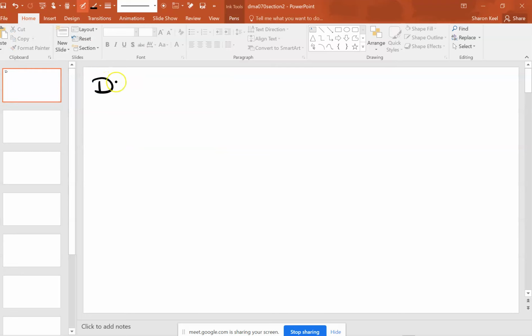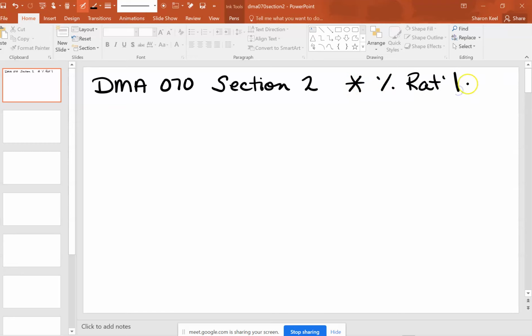Today we are talking about DMA 70 and we're going to start with section 2. Section 2 is on multiplying and dividing rational expressions.